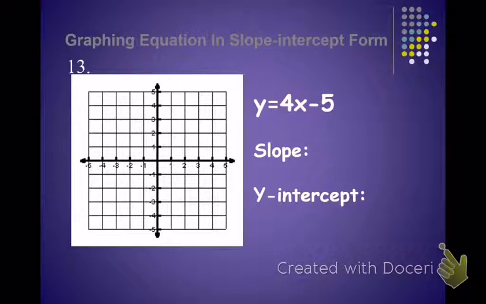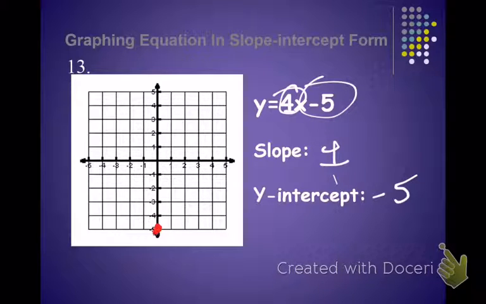Okay? Here's 13. Give that a shot, then start the video and check your answer. Okay, slope is here. It's 4, 4/1. Y-intercept is here. Bring the minus sign as a negative. And now we're ready to go.